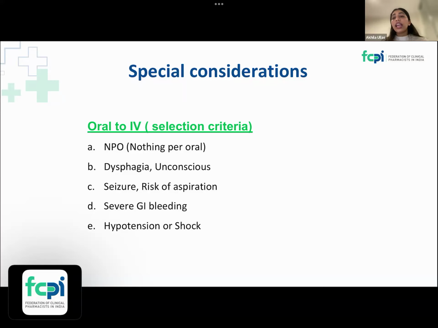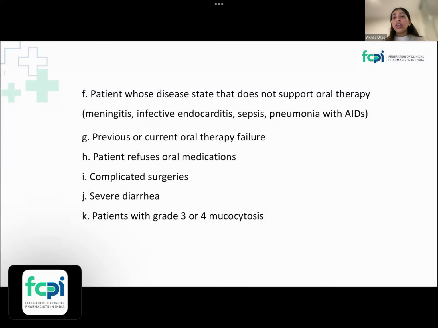If the patient has hypotension or shock, like cardiogenic shock or septic shock, you may give IV for a better outcome. And a disease state that does not support oral therapy, like meningitis, infective endocarditis, sepsis, or pneumonia with ARDS, means you need to choose the IV formulation. And if previous or current oral therapies fail, again you have to choose the IV formulation. And the patient refuses oral medication.